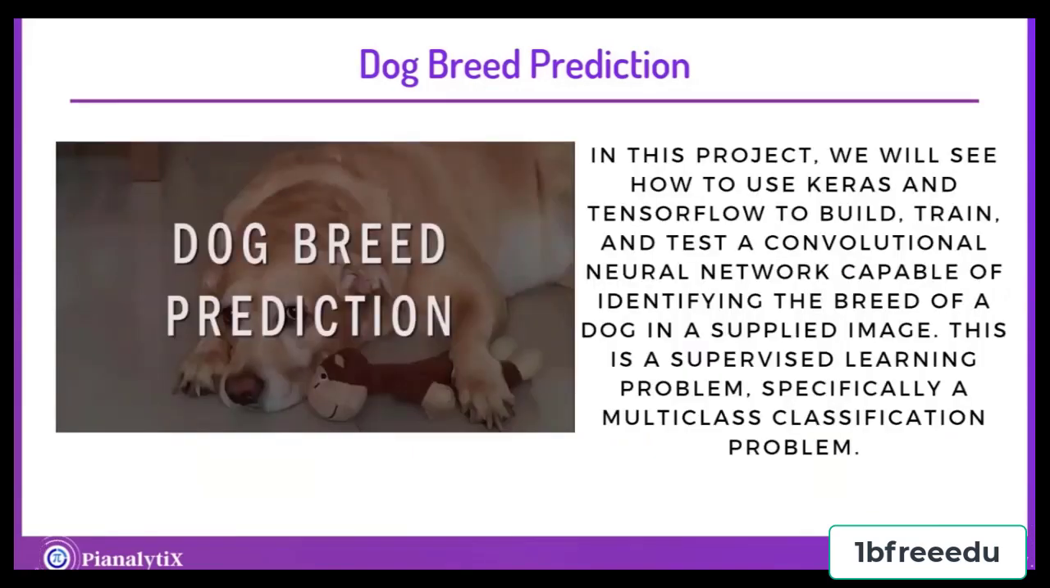In this project, we will see how to use Keras and TensorFlow to build, train and test a convolutional neural network. This convolutional neural network that we will create will be capable of identifying the breed of a dog which is supplied to it as an image. Convolutional neural networks are generally used for image classification. This problem is also a multi-class classification problem, which is a supervised learning problem.